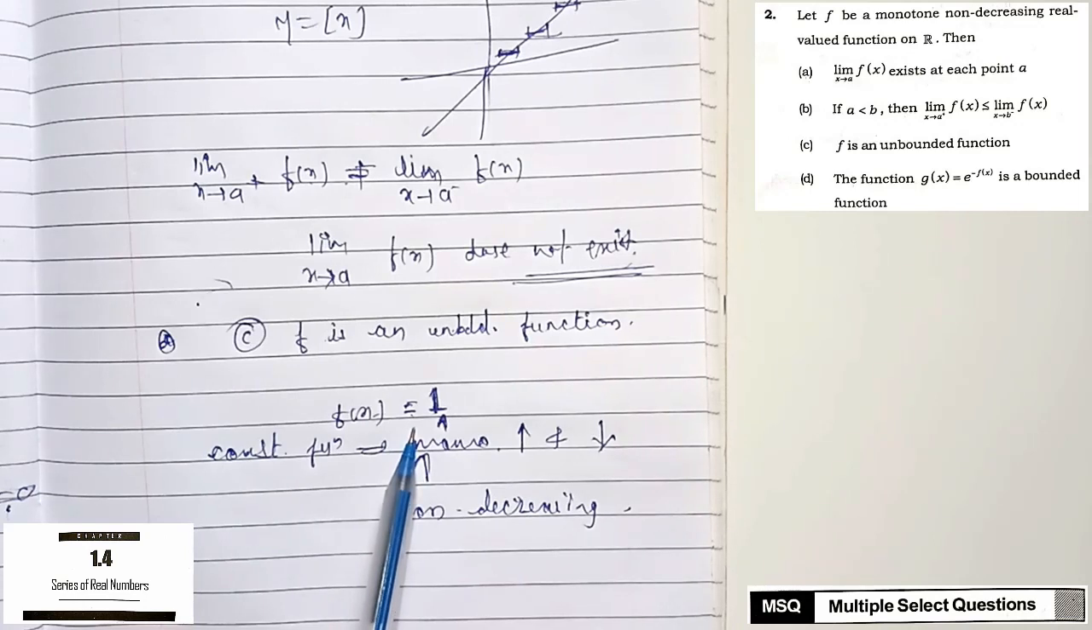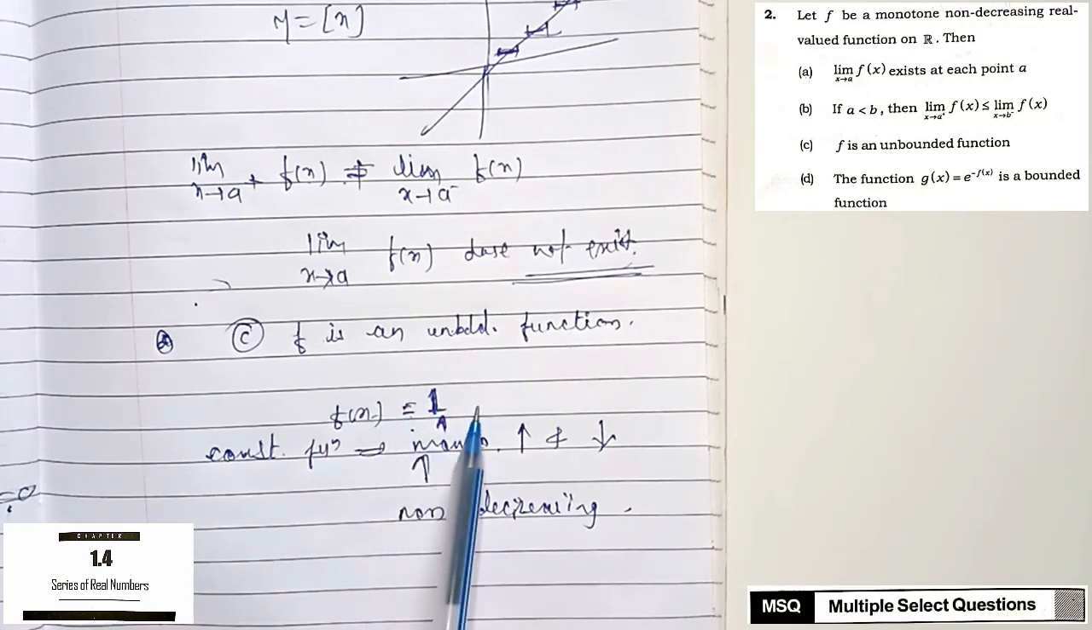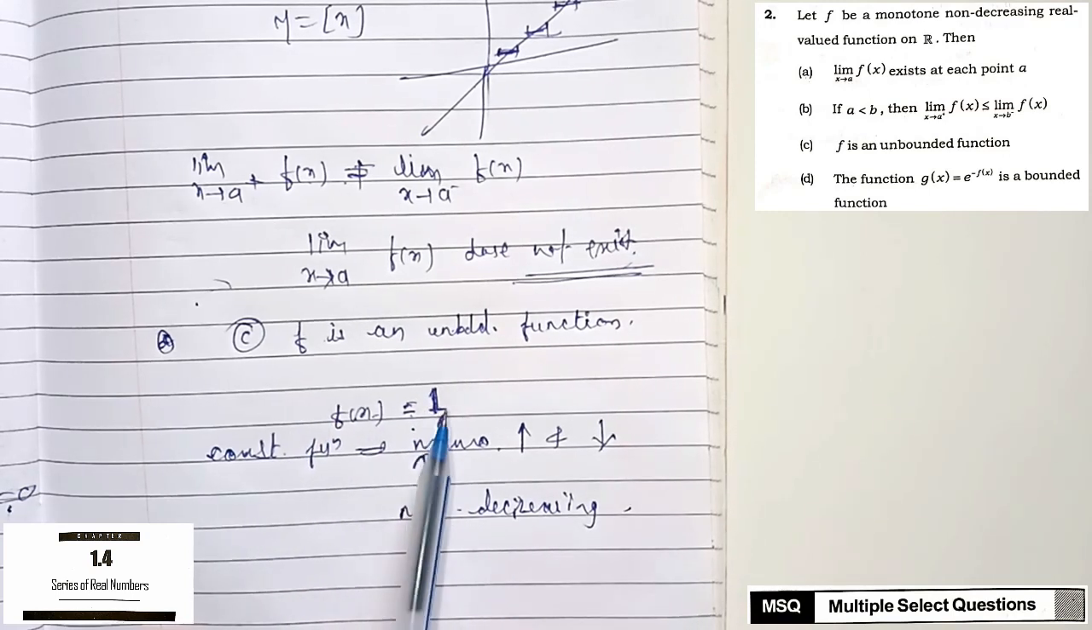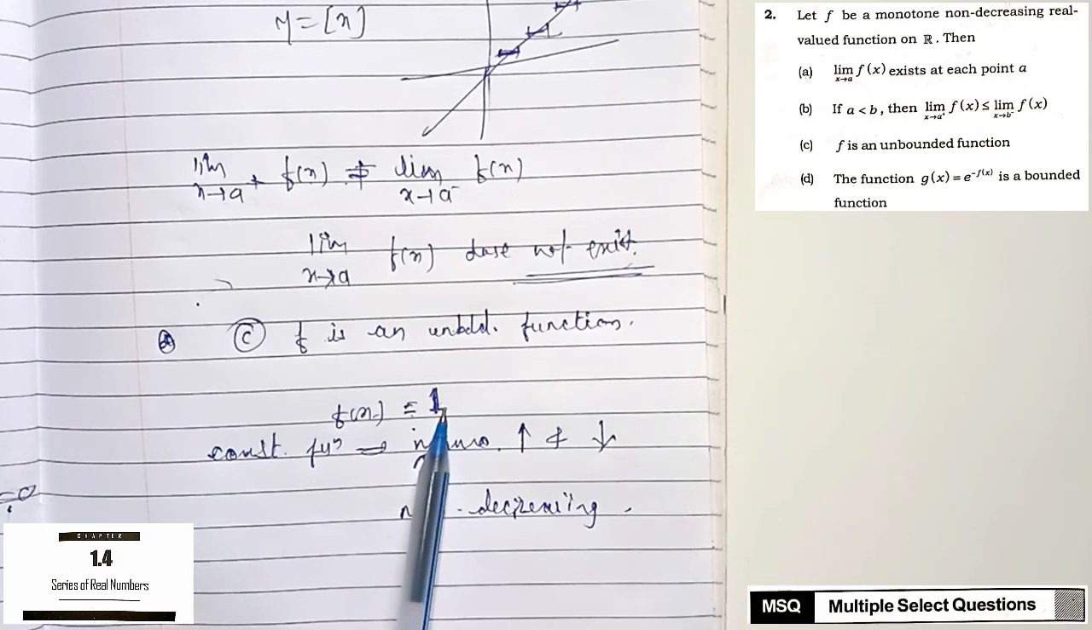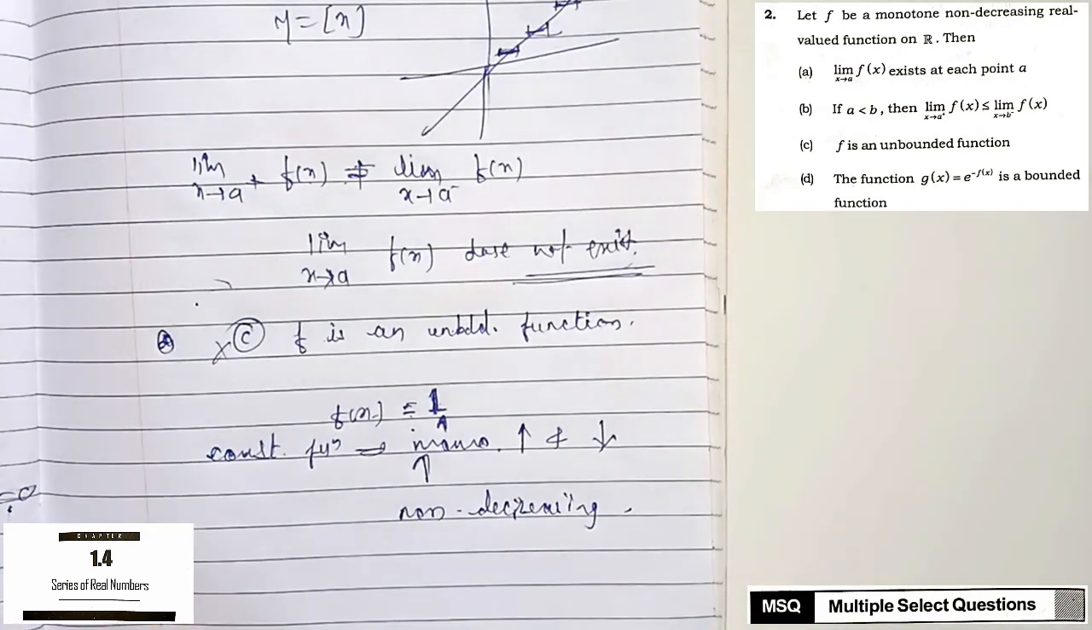So f is increasing, that means non-decreasing. So our f of x, which is a constant function, which is a bounded function, I consider here, which is a constant, which is monotonic as well as monotonic increasing, monotonic decreasing. That means it is non-decreasing too. So the function I consider here is a constant but a bounded function. If I consider a bounded function, this property is violated. So option number C, I can say, is wrong over here.